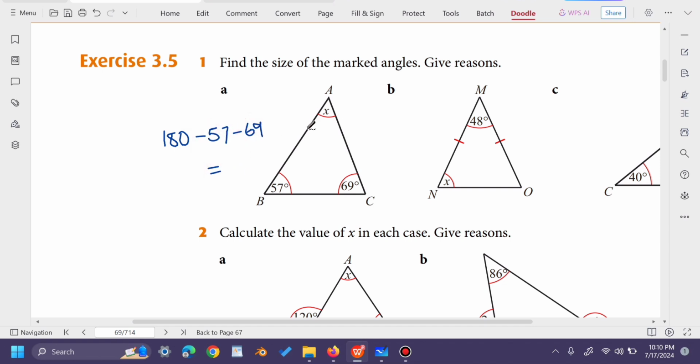और फिर हमारे पास जो आंसर आएगा that is going to be x is going to be 54. So this is 54 degrees, and the reason is going to be the angle sum of a triangle. It's due to the sum of angles in a triangle that we were able to find the value of x. Now let's look at this b part. Acha, what type of triangle is it? Is it a scalene, isosceles, or equilateral?